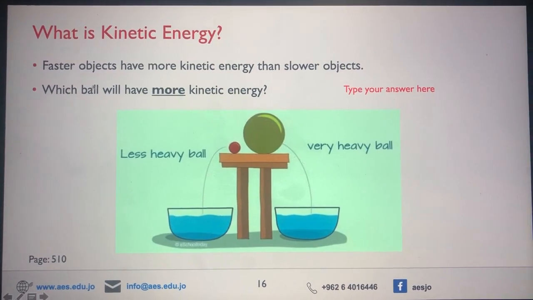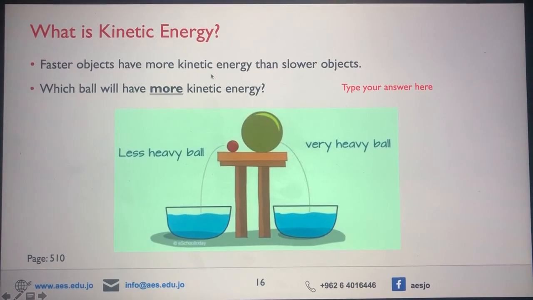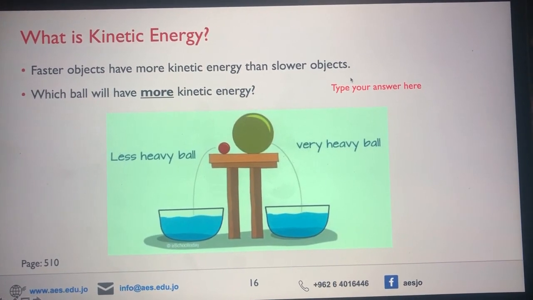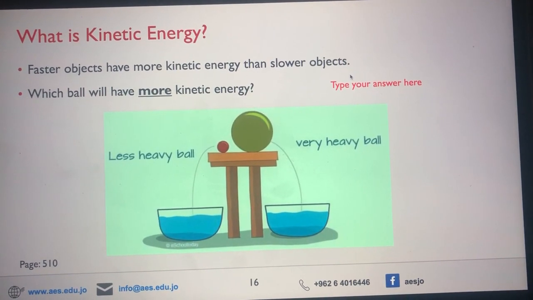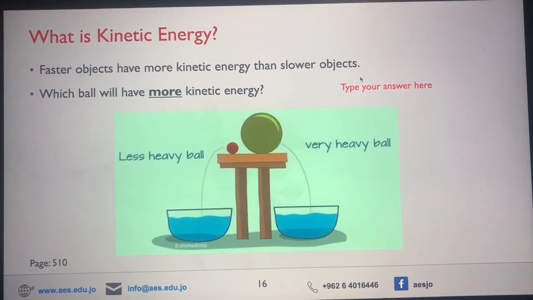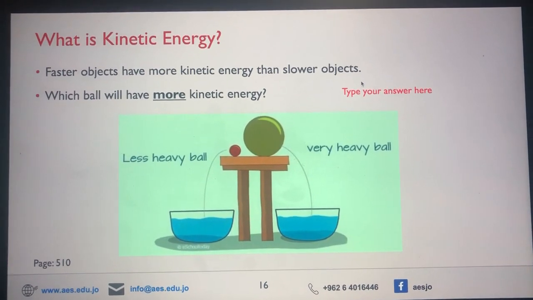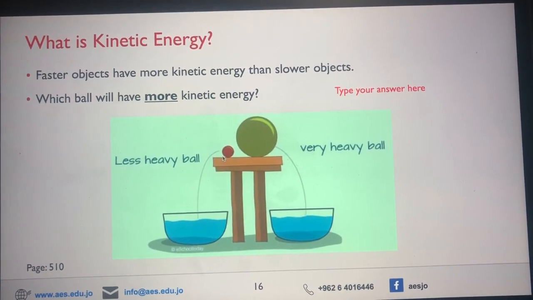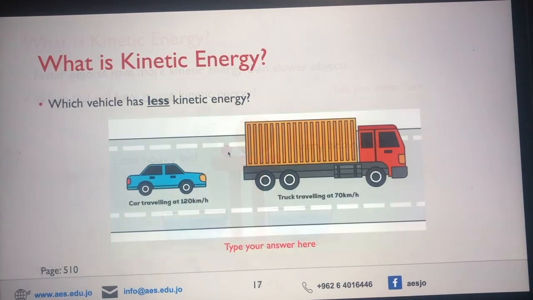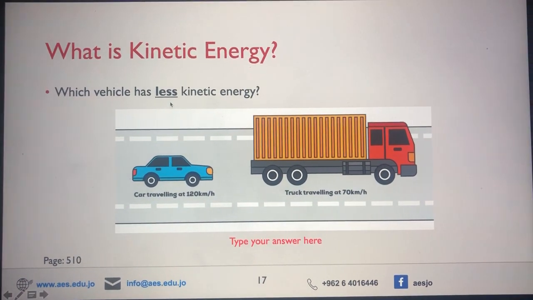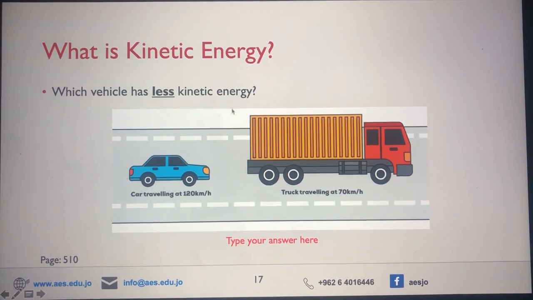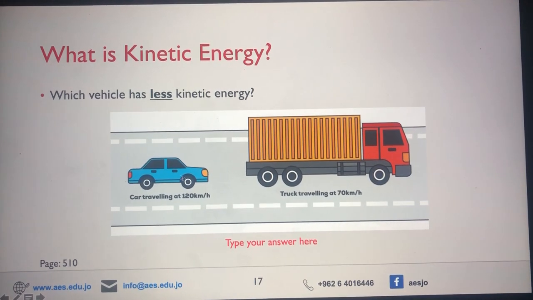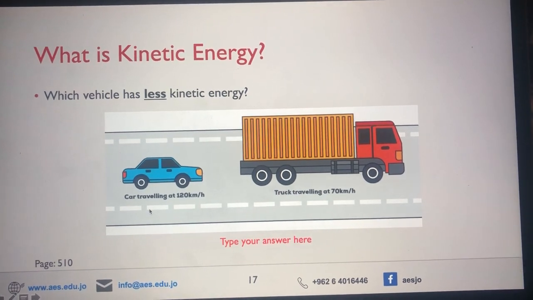So, for example, the faster objects have more kinetic energy than slower objects. For example, if a car is going fast, then it has more kinetic energy than a car that is moving slowly. Alright, so let's look at this question together. Which ball do you think will have more kinetic energy, a heavy ball or a less heavy ball? And again, which vehicle do you think has less kinetic energy, the truck traveling at 70 kilometers per hour or the car traveling at 120 kilometers per hour?